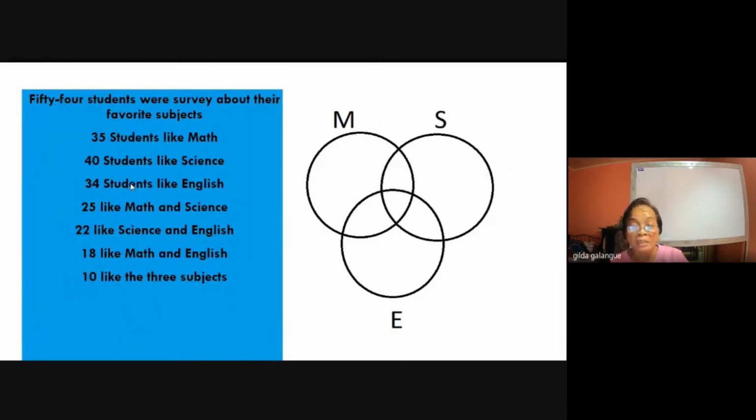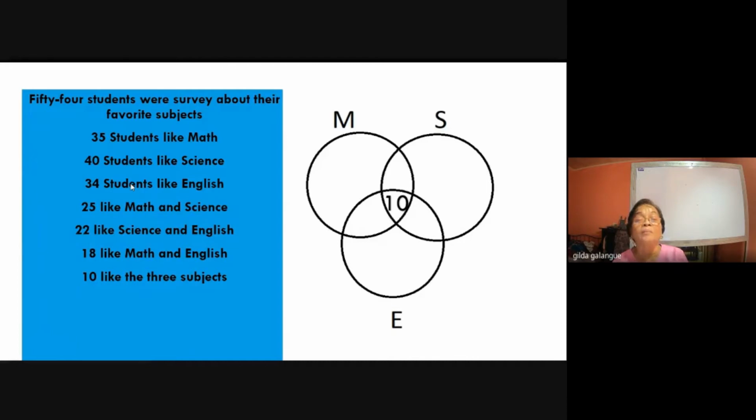So we will start at the bottom. We have number 10. 10 students like the three subjects. We are going to place 10 inside the intersection of the three subjects, math, science, and English. So we place 10 in the center.